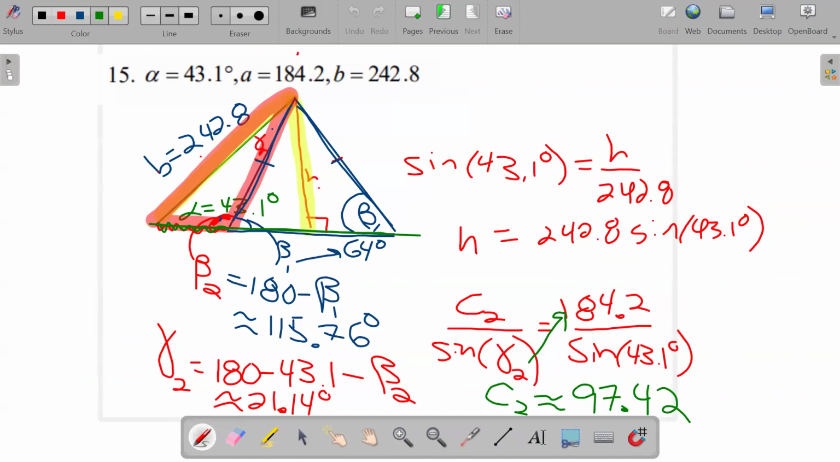Could you have done it using the law of cosines initially? Let's think about that. All right, I'm going to put that in a new video though. This is getting kind of long.